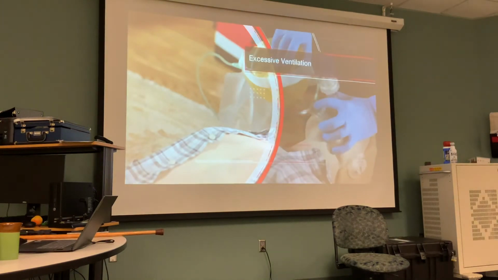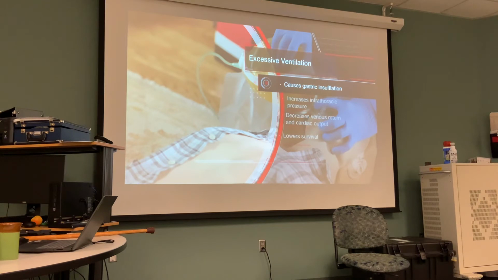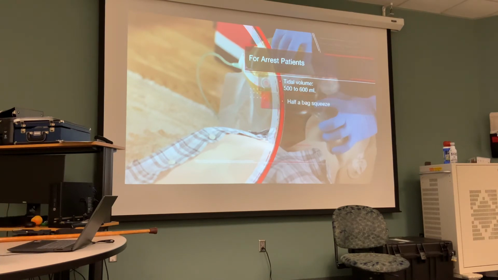When giving ventilations, healthcare providers should avoid excessive ventilation or administering tidal volumes that are too large. Not only can this cause gastric insufflation and aspiration of gastric contents, but excessive ventilation also increases intrathoracic pressure and decreases venous return to the heart. So it lowers cardiac output and the patient's chance of survival. Tidal volumes should be approximately 500 to 600 milliliters, enough to see the chest rise. This is about half the squeeze of an adult ventilation bag.